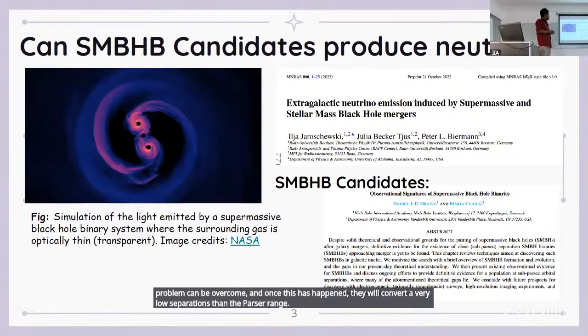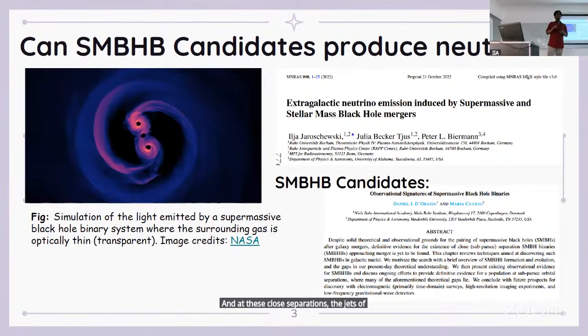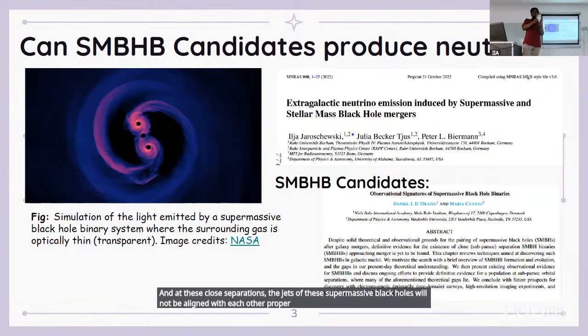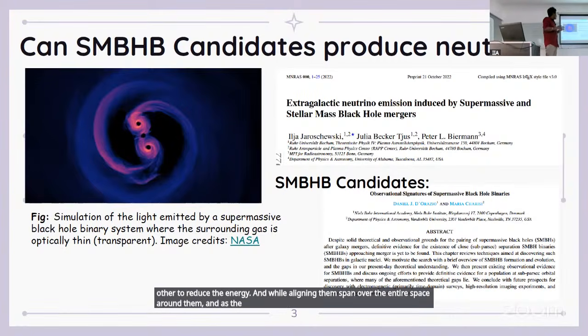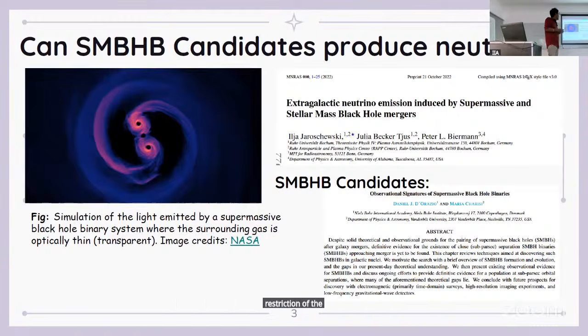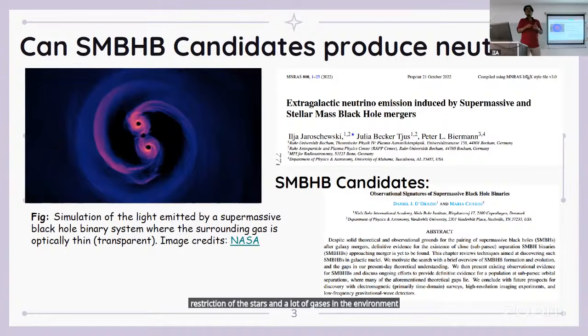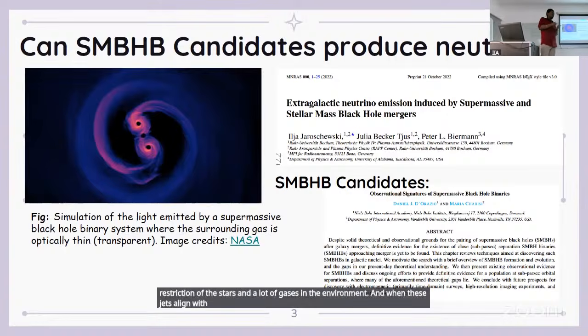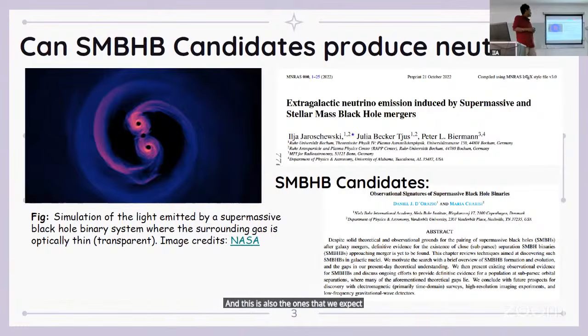And at these close separations, the jets of these supermassive black holes will not be aligned with each other properly, and they will try to align with each other to reduce the energy. And while aligning, they will span over the entire space around them. And as the galaxy merger has happened, there will be a lot of debris and destruction of the stars and a lot of gas in the environment. And when these jets try to span over the entire region, there will be proton-proton interactions and proton-gamma interactions, which will in turn produce the pions that will decay into neutrinos. And these neutrinos are the ones that we expect to be detected using this IceCube neutrino data.